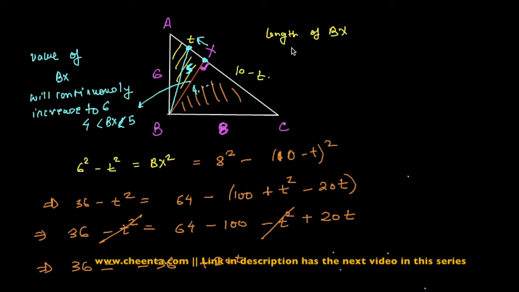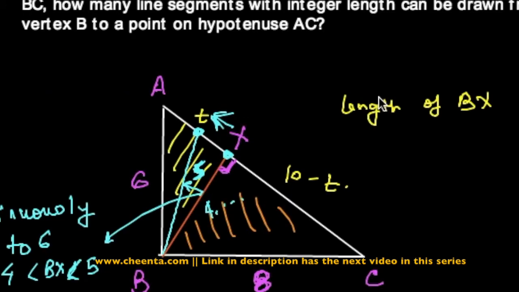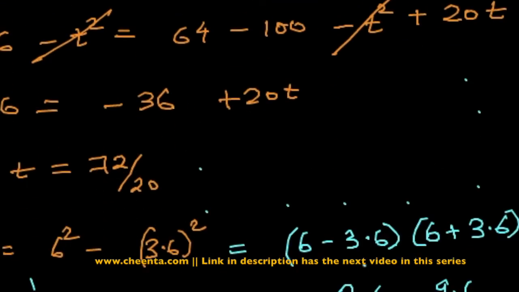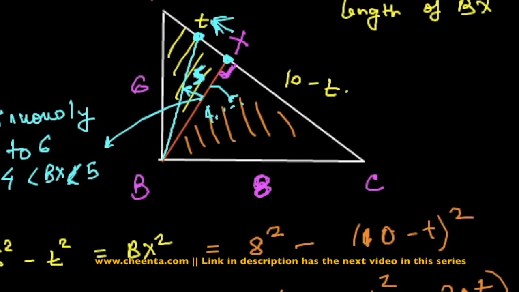Bx is the shortest one from B to AC, so it will gradually increase. The length of Bx will gradually increase as x moves towards A, and somewhere in between A and x, it will achieve the value of 5. Similarly, as it moves rightward, it will start and increase from 4 point something to 5 somewhere in between, then 6, then 7, and then finally to 8.